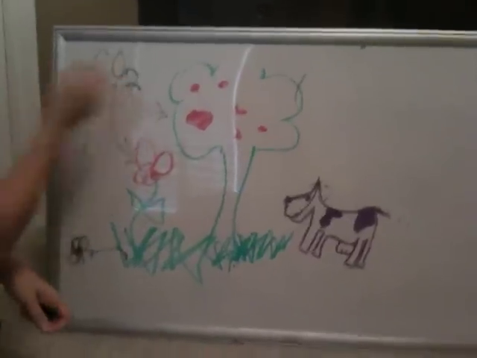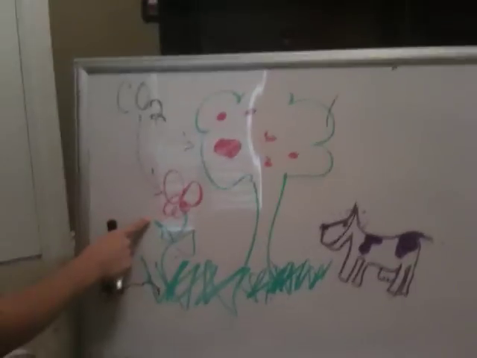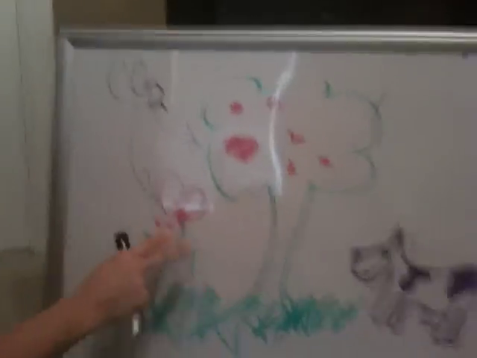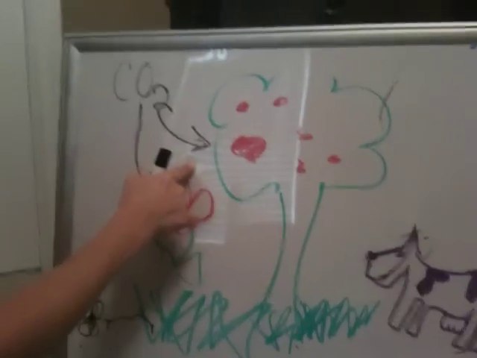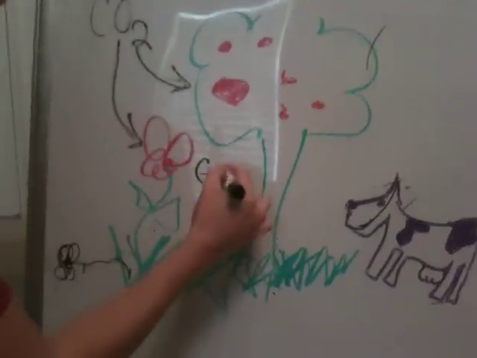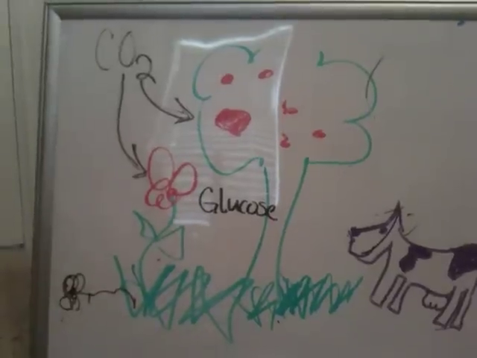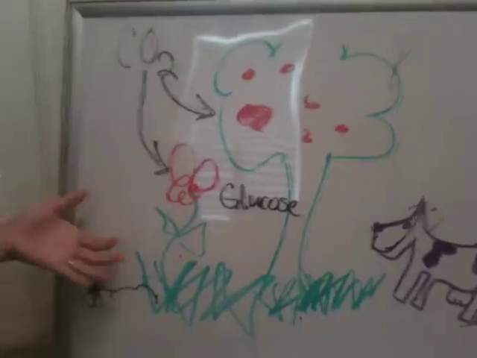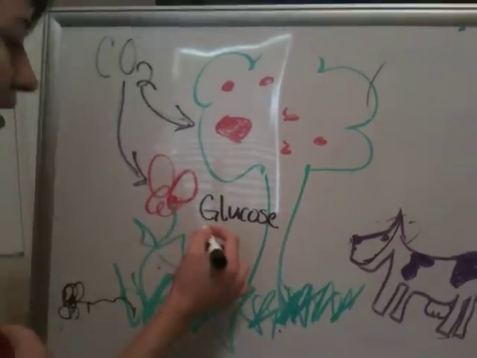Okay, the first thing you need to understand is there's carbon dioxide in our atmosphere. Carbon dioxide is absorbed by trees, flowers, plants, all those different kinds of things. And those plants use that CO2 to form a product called glucose. Glucose is a natural sugar, and it's a sugar that is used by animals to produce energy. We'll talk about how that's done in just a second.